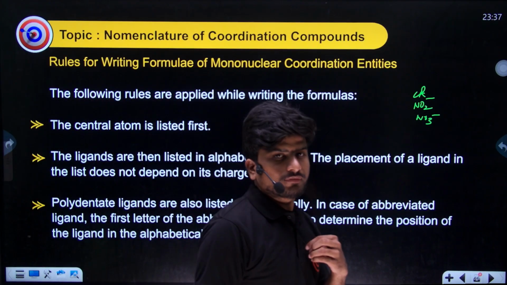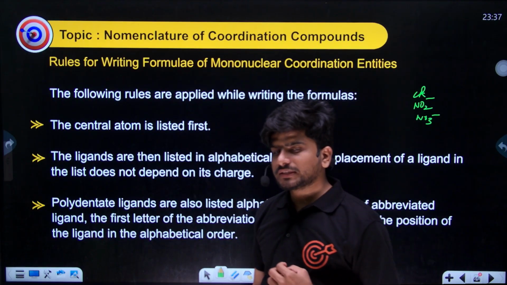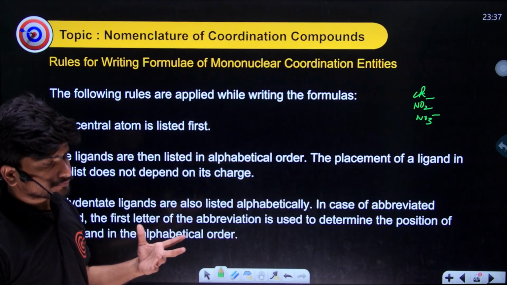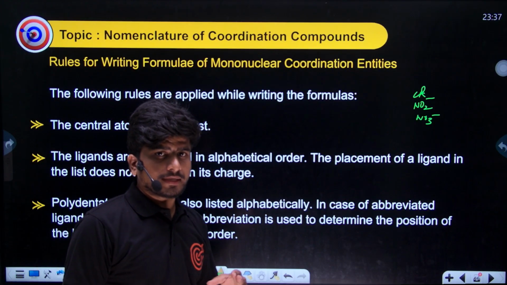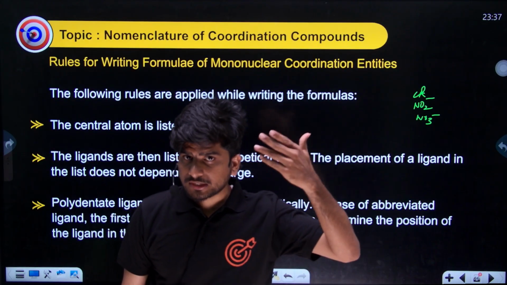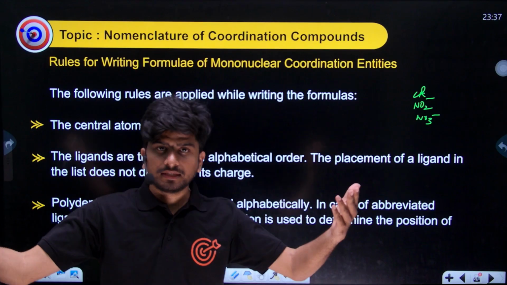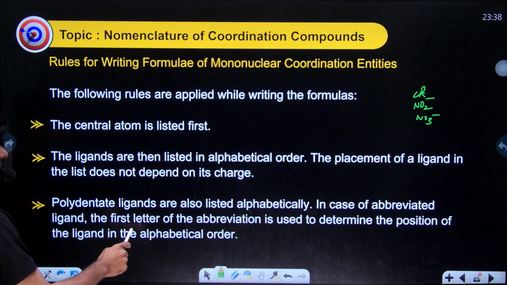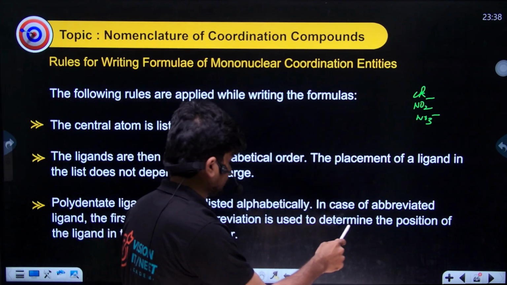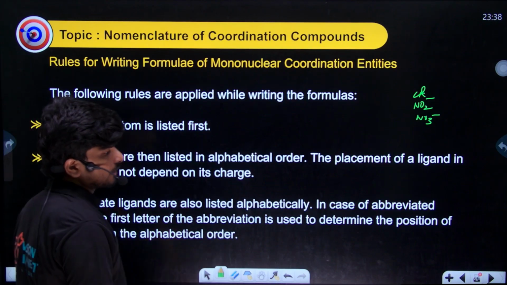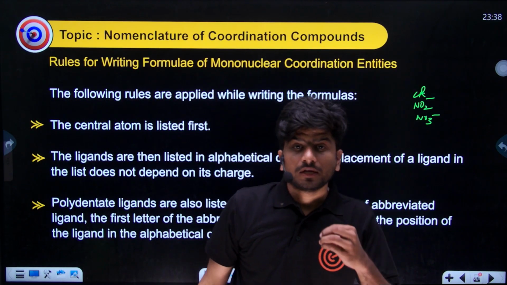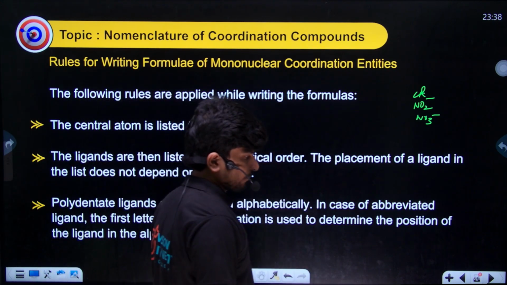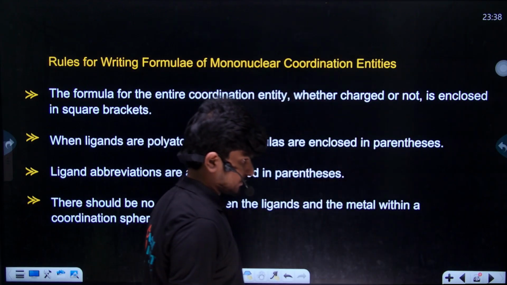Even if you have en, or EDTA, en is ethylenediamine, so you'll start with ethyl, E. You have chlorine, which you'll write as chlorido, so chlorido comes with C. Ethyl, E, will come afterwards. So you'll be writing in alphabetical order. The first letter of the abbreviation is used to determine the position of the ligand in alphabetical order. First letter does not mean numbers. We'll be seeing those again, and what the numbers mean also.